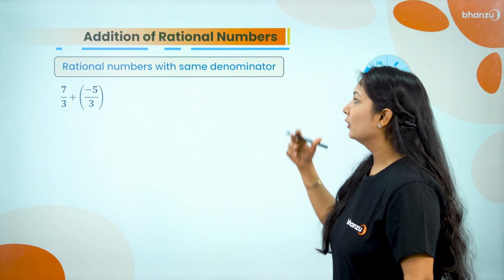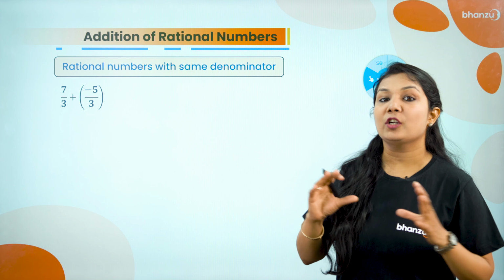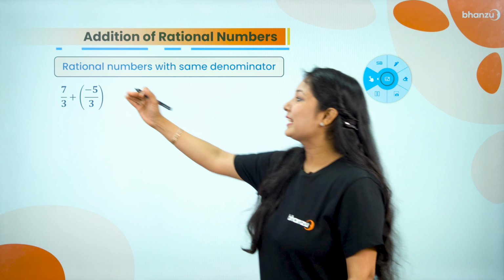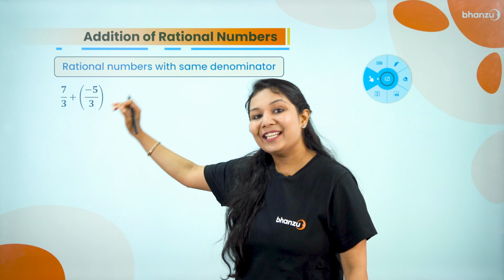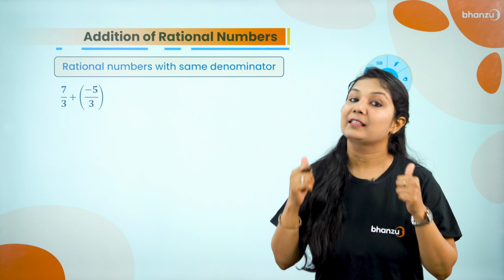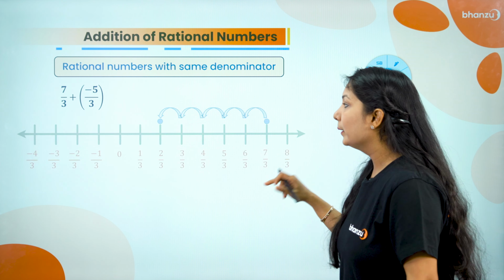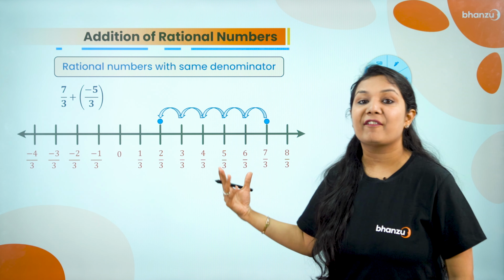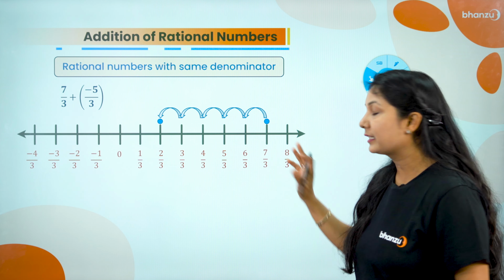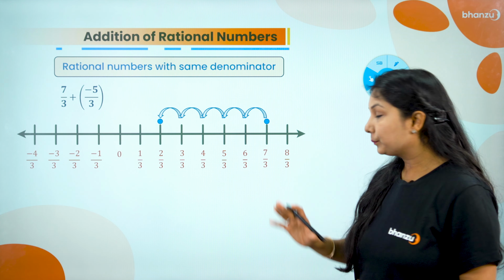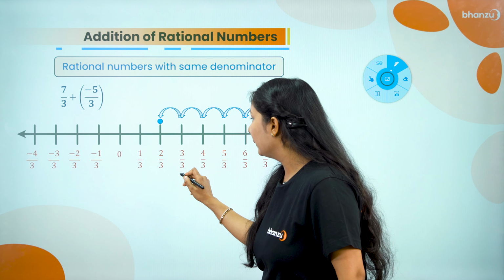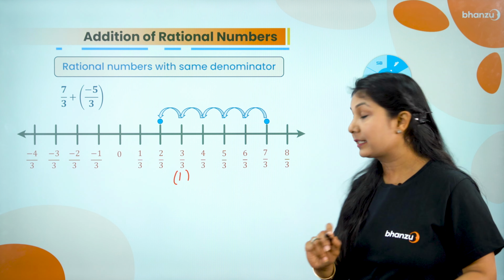So let's start with the first one where we have rational numbers with same denominators. Here you can see in 7 upon 3 plus minus of 5 by 3, the denominators are same, that is 3. Right? So what do we do in this? First of all, let's have a look with the help of the number line. In the number line, we are standing at 7 upon 3, right? How do we make this number line? Remember, 0. Now 3 by 3 can be written as 1 as an integer.